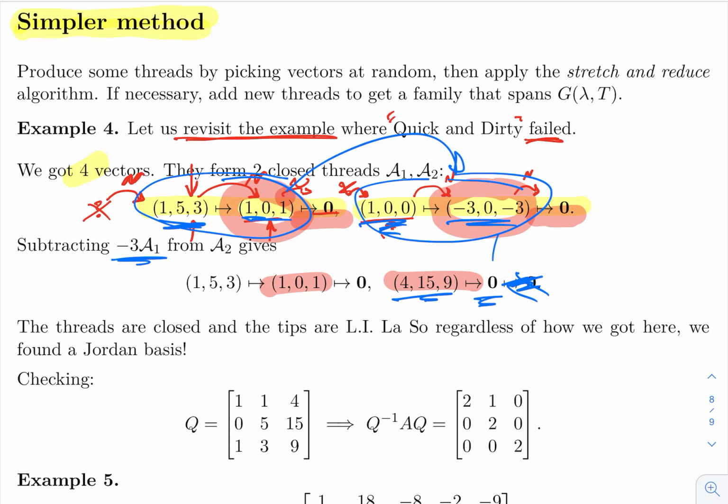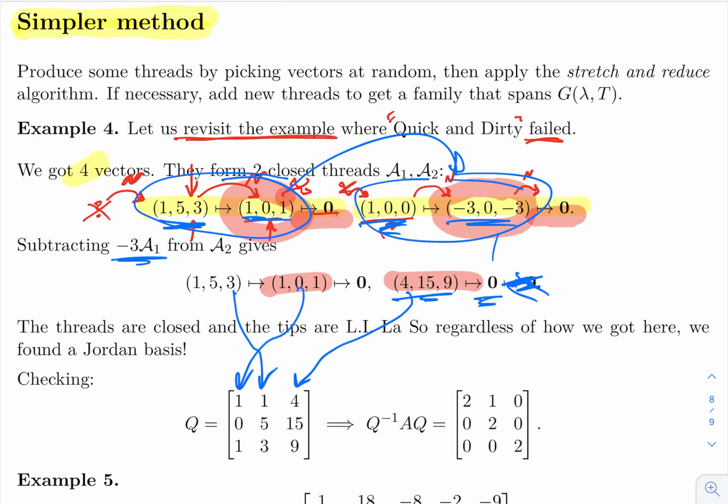We're finished. This cannot be further reduced because it's linearly independent, but we don't want to reduce it. We don't want to stretch it. We got 2 threads, and this gives a Jordan basis. All we have to do now is write this basis like this. This first thread, I put it here. The second thread, I put it here.